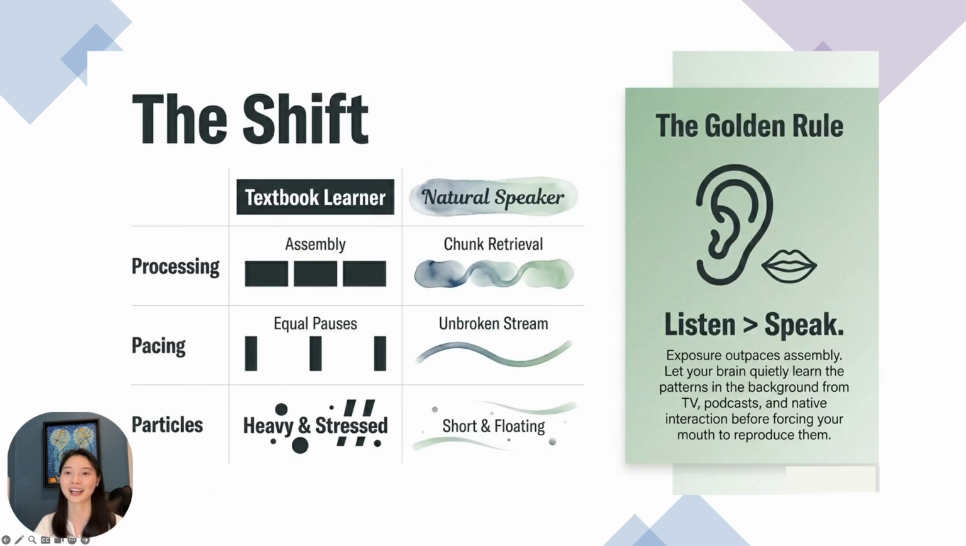Here's the most important thing I can tell you about sounding natural in Mandarin. Listen more than you speak. Your ear needs to absorb the rhythm, the flow, and the natural patterns of the language before your mouth can reproduce them. Watch Chinese films and TV with subtitles. Listen to Chinese podcasts. Talk to native speakers whenever you can. Every time you hear natural Mandarin, your brain is quietly learning the patterns, even when you don't realize it. The tones, the rhythm, the connected speech.